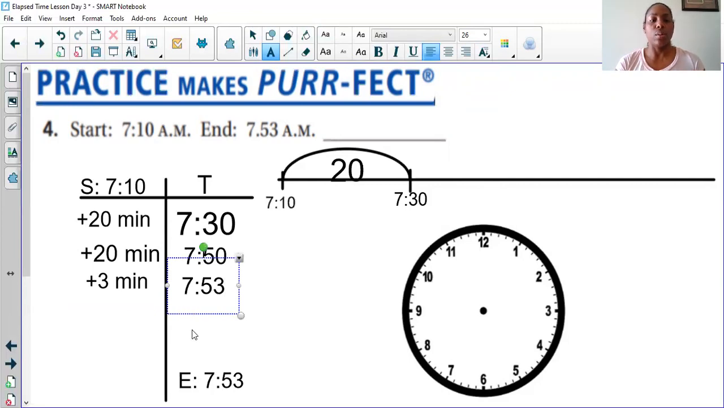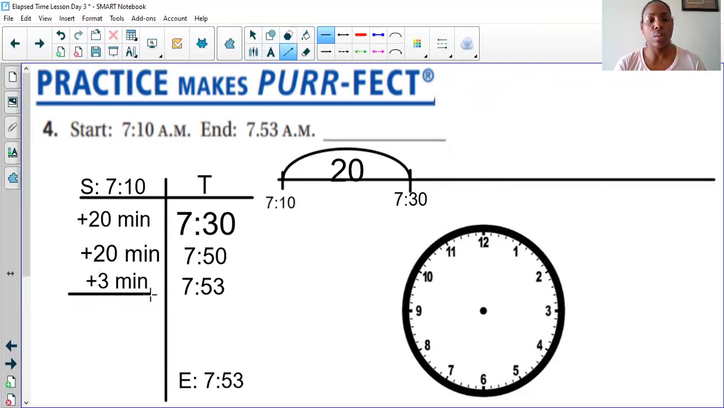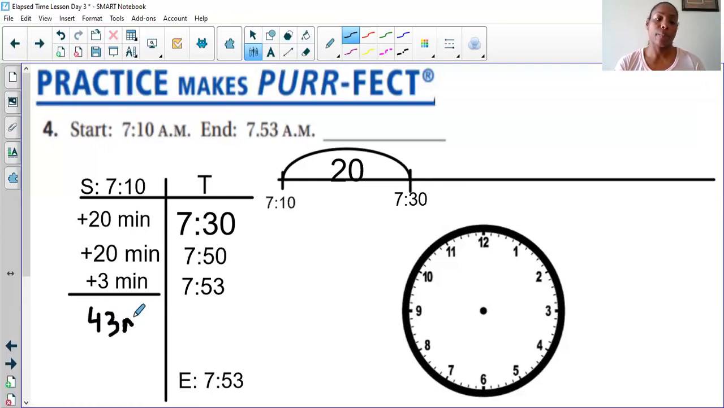And plus 3 minutes is going to give me the time of 7:53. So now the question is, what is our total amount of time? I can do 20 plus 20, which gives me 40. And then I can add another 3 minutes to it. So how many minutes is it? 43 minutes. I should have stuck to typing. It was a little easier.